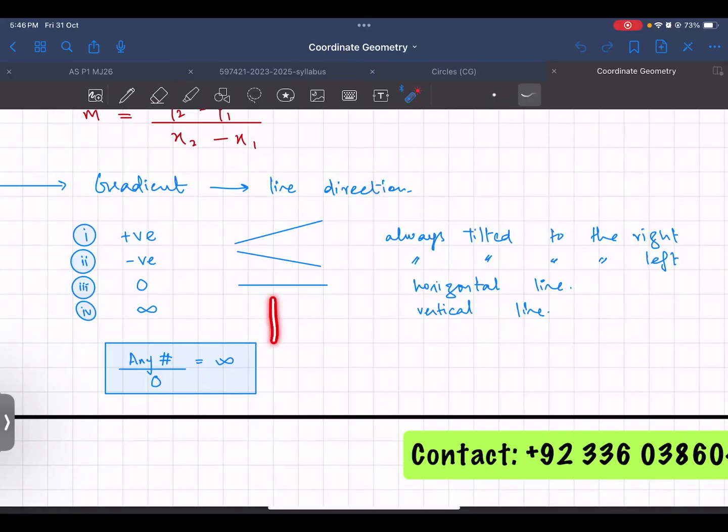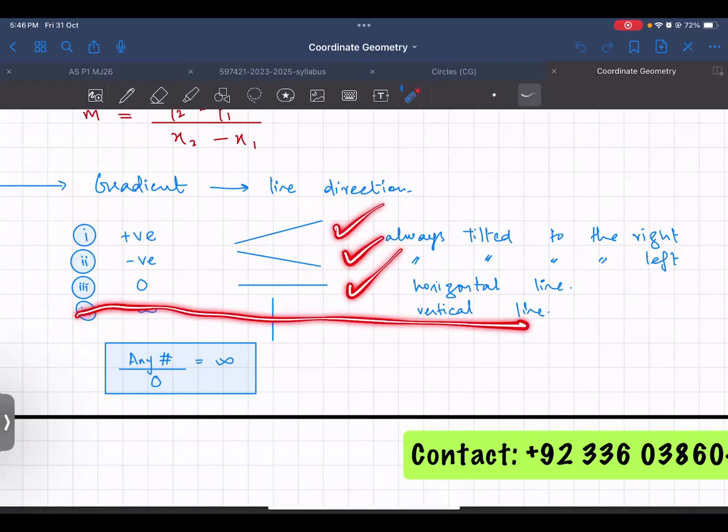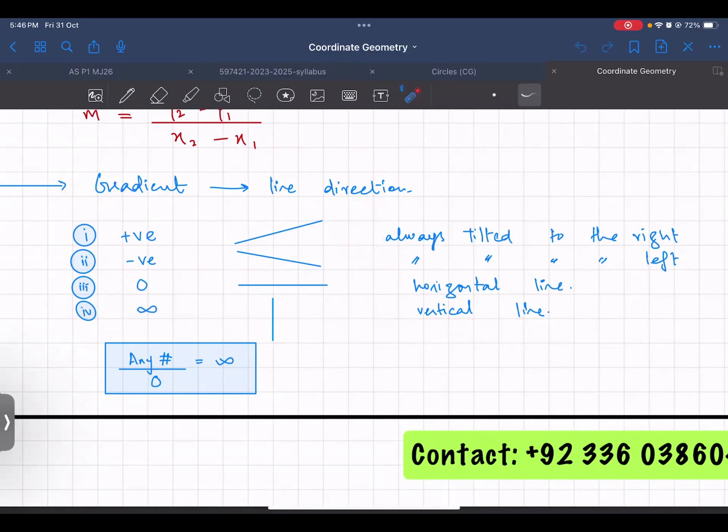So the gradient is infinity, and it is a vertical line. You won't see this one much. These three things are more important: a horizontal line, a right side tilted line, and a left side tilted line. Just by looking at the value of the gradient, you can tell this thing about a line.